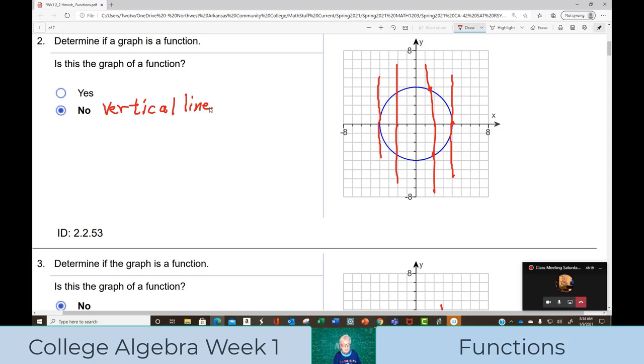Let's write that down. For people who have come in a little later, we are reviewing. I know that you all already know this, but review is good. The vertical line intersects the graph at more than one point.